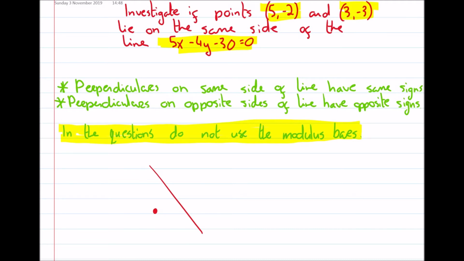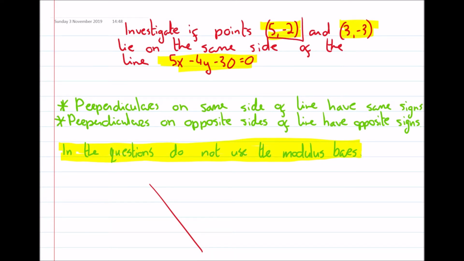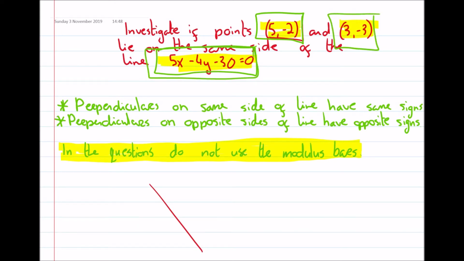Here's what I do. I check and see the distance of this point to this line, and then I check and see the distance of this point to this line. If both answers are positive or both answers are negative, well then they're on the same sides of the line. If however one answer is positive and one is negative, then they're on opposite sides of the line.